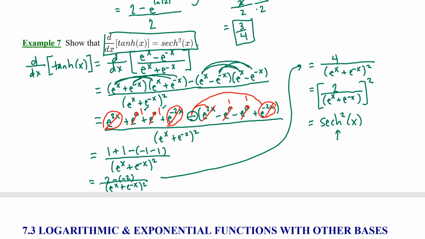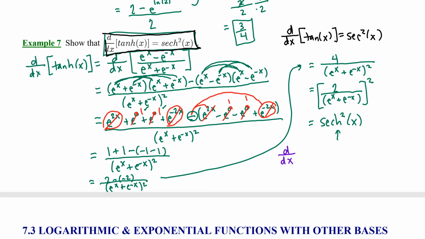So just like the derivative with respect to x of ordinary tangent of x is equal to secant squared of x, you can now see the derivative with respect to x of hyperbolic tangent of x is equal to hyperbolic secant squared of x. So in addition to a whole new set of identities, you also have a whole new set of derivative relationships.